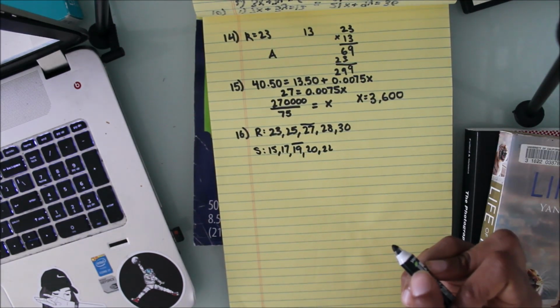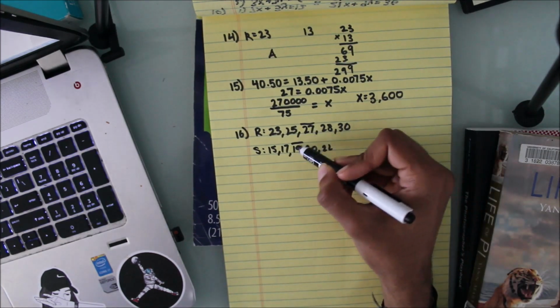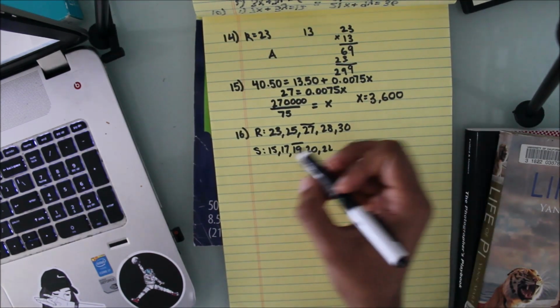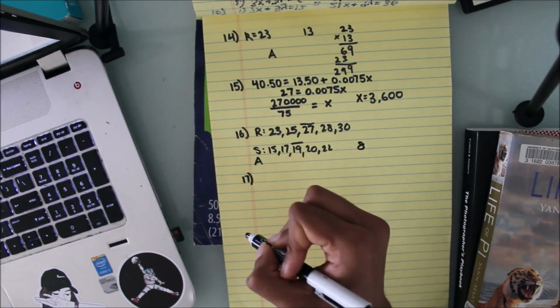So how much greater is the median of the numbers in list R? It's going to be 8 greater. So the answer for 16 is going to be A. Simple. Let's do number 17 now.